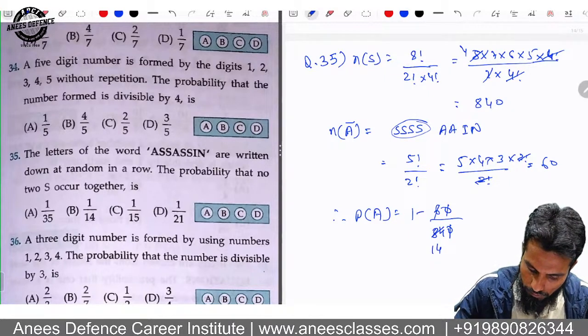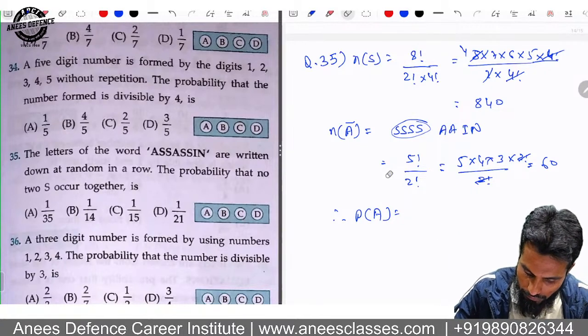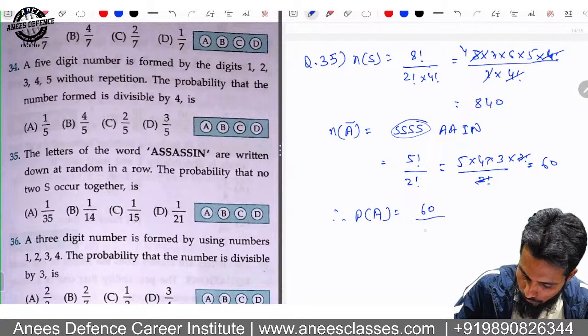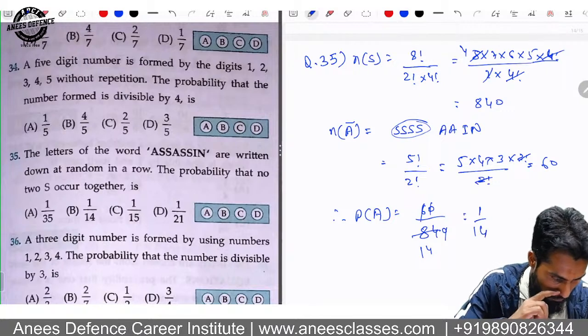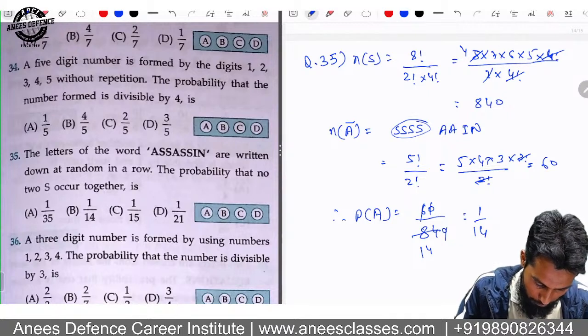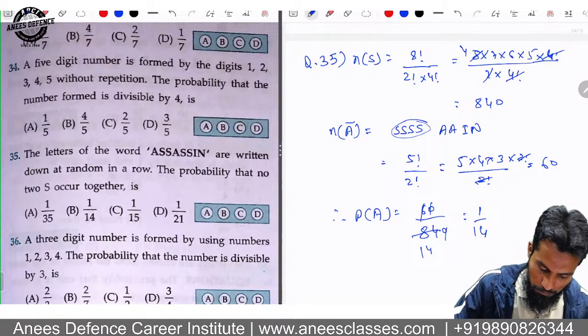Here what we have subtracted, they are saying that there is no need of subtracting. Simply you can write 60 upon 840, subtract it, you will get 1 by 14, and that is the option according to the book, they are saying. Yeah, the probability that no two S occur together, the probability that all S should come together. This is the probability of all S together.